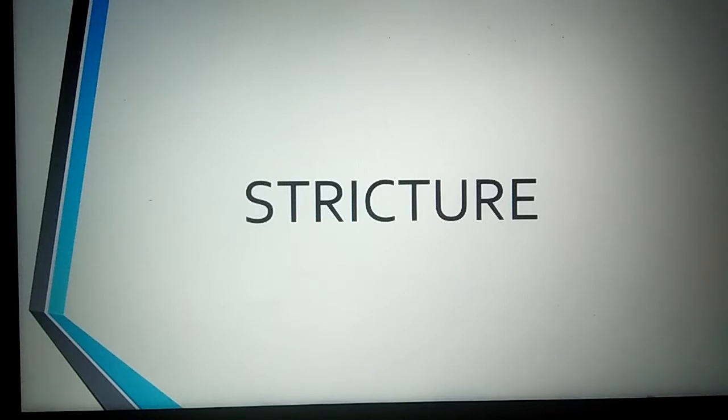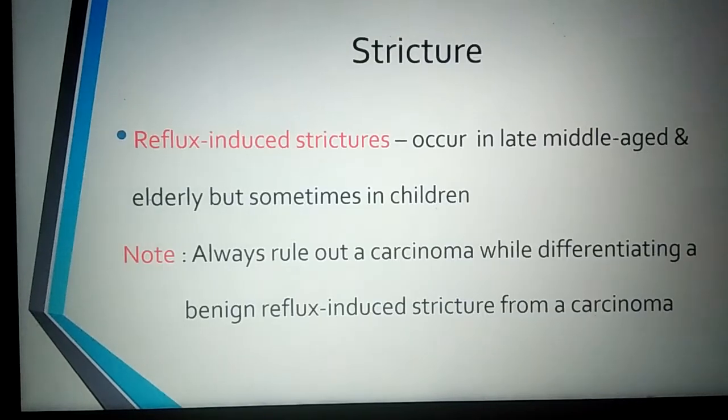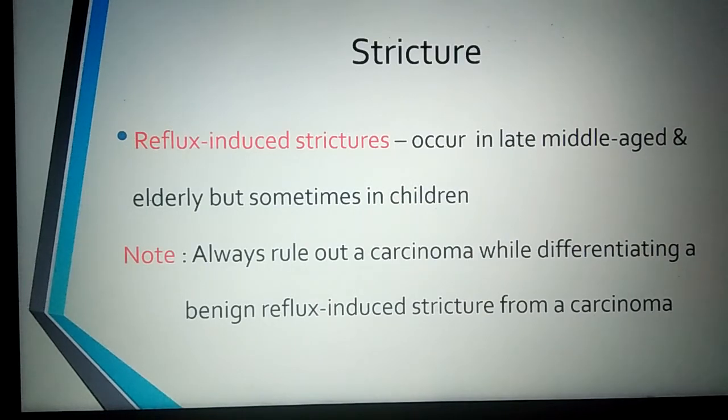First of all, the stricture, one of the complications of complicated gastroesophageal reflux disease. Unattended patient, ignored patient, they usually present with these three complications. First one is stricture. Now, reflux-induced strictures usually occur in middle-aged persons or elderly people. But yes, in some cases we can see them in children also.